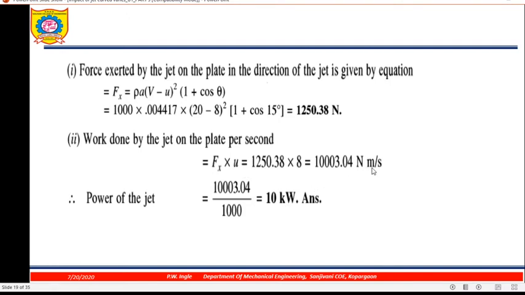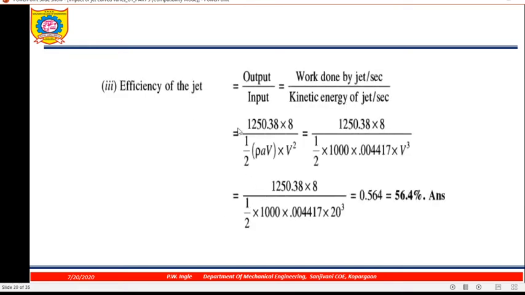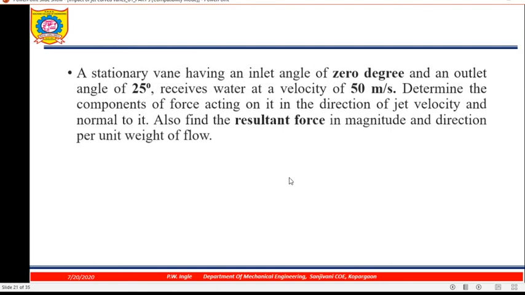It is Newton meter. Newton meter is joule per second, and joule per second is watt. So divided by 1000 we use the value in kilowatt. Efficiency of jet is output upon input, so work done by jet per second upon kinetic energy of jet. So we get the efficiency as 56.4%.